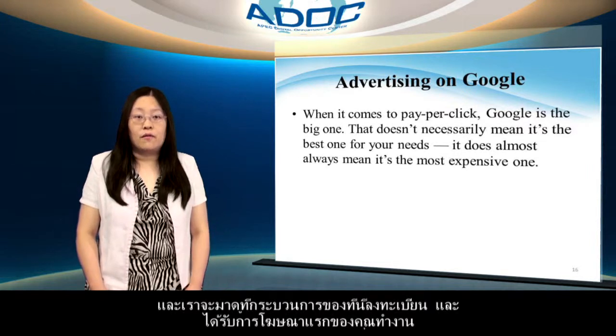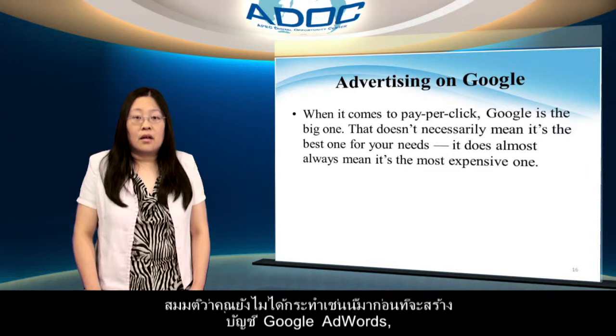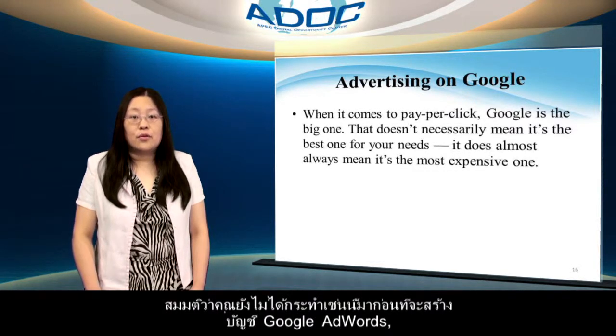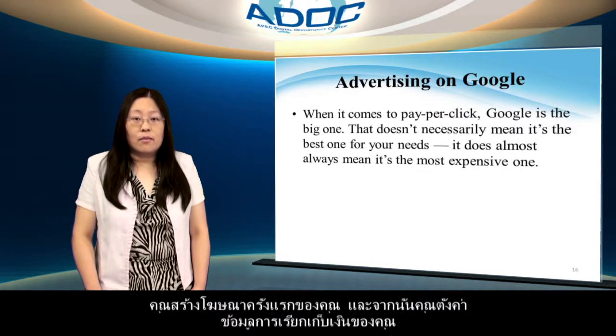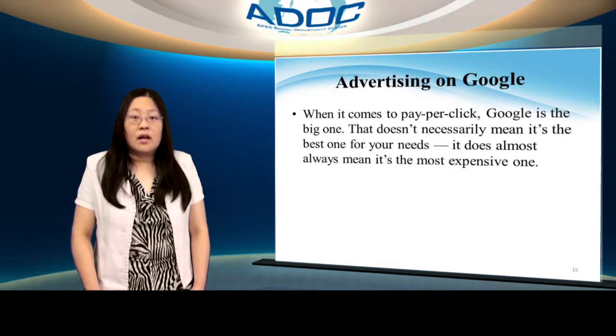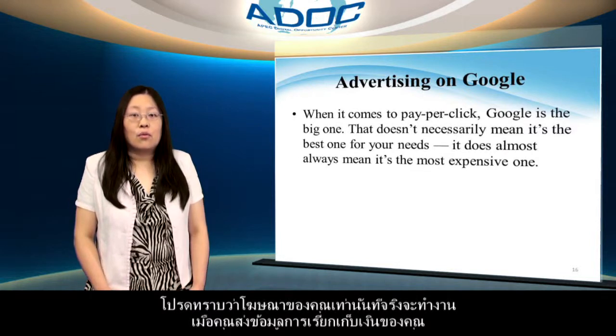and getting your first ad up and running. There are 3 steps to getting your first ad up and running. Assuming you haven't done this before, you create a Google AdWords account. You create your first ad and then you set up your billing information. We'll take a look at the steps here. Note that your ad will only actually run when you submit your billing information.